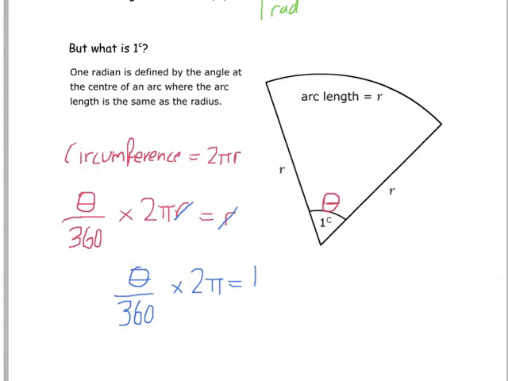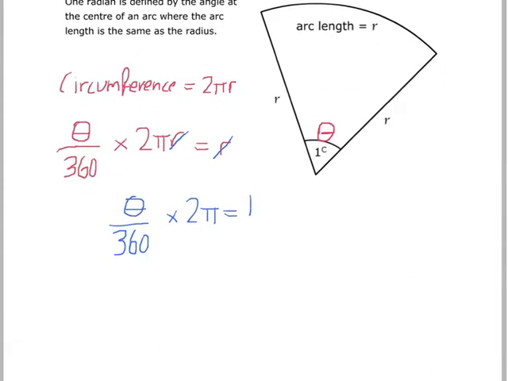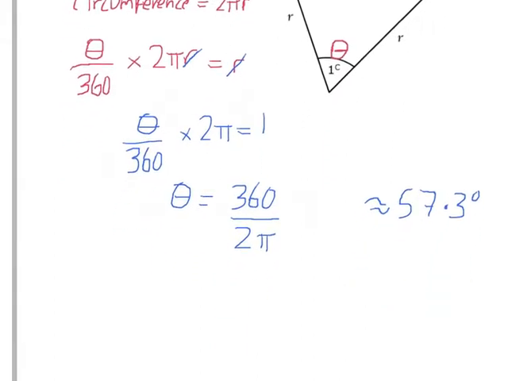Next, if we multiply both sides by 360, we're going to have theta is equal to 360, and you're going to divide by the 2 pi. So the theta, or 1 radian, is equal to 360 divided by 2 pi, which is approximately 57.3 degrees. Hence, 1 radian is equal to 57.3 degrees.